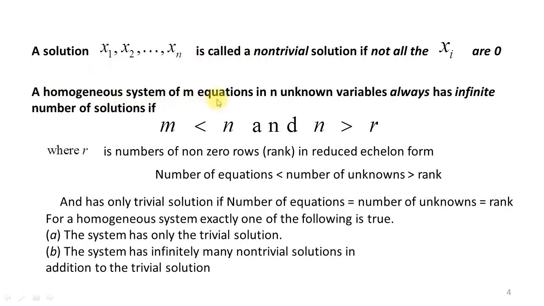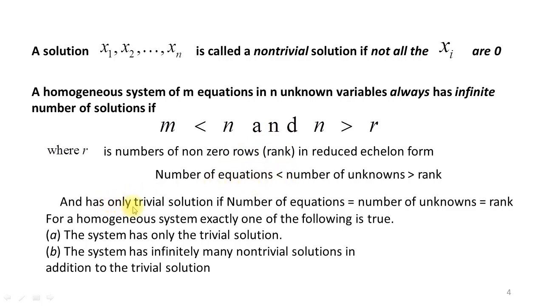A homogeneous system of m equations and n unknown variables always has infinitely many solutions if the number of equations is less than the number of unknowns, and the number of unknowns is greater than the rank R. Then the system has infinitely many solutions in addition to the zero solution. Where R is the rank, n is the number of unknowns, and m is the number of equations. Note that R is the number of non-zero rows in the reduced echelon form. So if the number of equations is less than the number of unknowns, and the number of unknowns is greater than the rank, then the system has infinitely many solutions in addition to the zero solution.